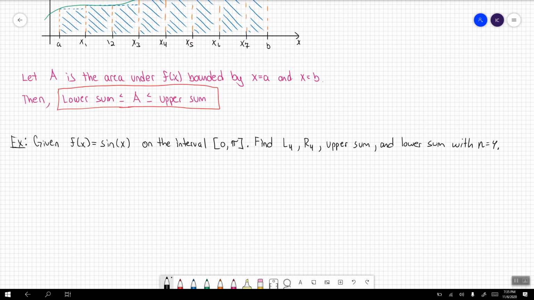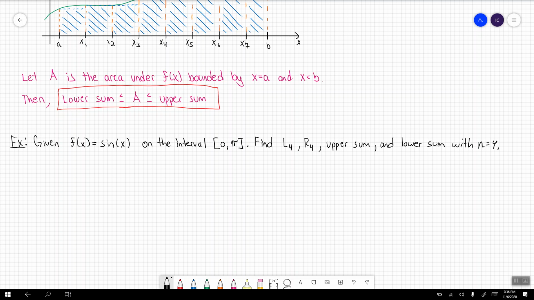Alright, so here's the example we're going to be working with. Given the function f of x equals sine of x on the interval from 0 to pi, find the left endpoint sum approximation L sub 4, the right endpoint approximation R sub 4, and the upper and lower sums with n equal to 4. First I'm going to look at the graph on the interval from 0 to pi and go with my subdivisions of n equal to 4 before I go through any of the left, right, upper or lower sums.